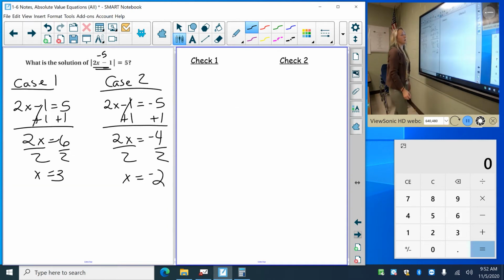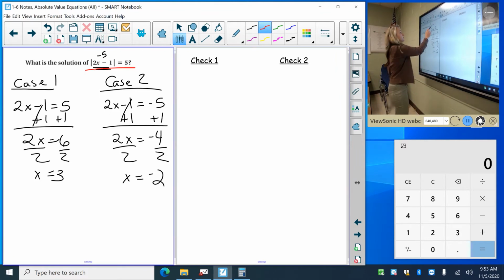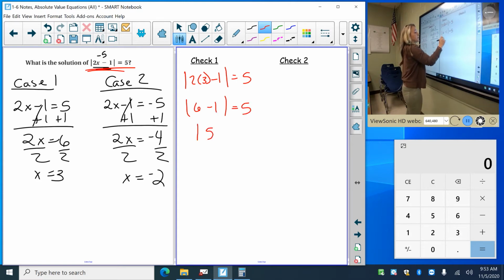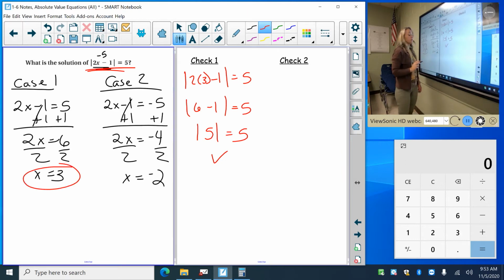So on the next page I have a check. Let's check and make sure that 3 works in the original equation. A common mistake students make is they actually plug 3 into this equation. That's not what I want. I want to plug 3 into the original equation. So the absolute value of 2 times positive 3 minus 1 equals 5. 6 minus 1, the absolute value of 5 is 5, so that checks out. x equals 3 is one solution to that equation.